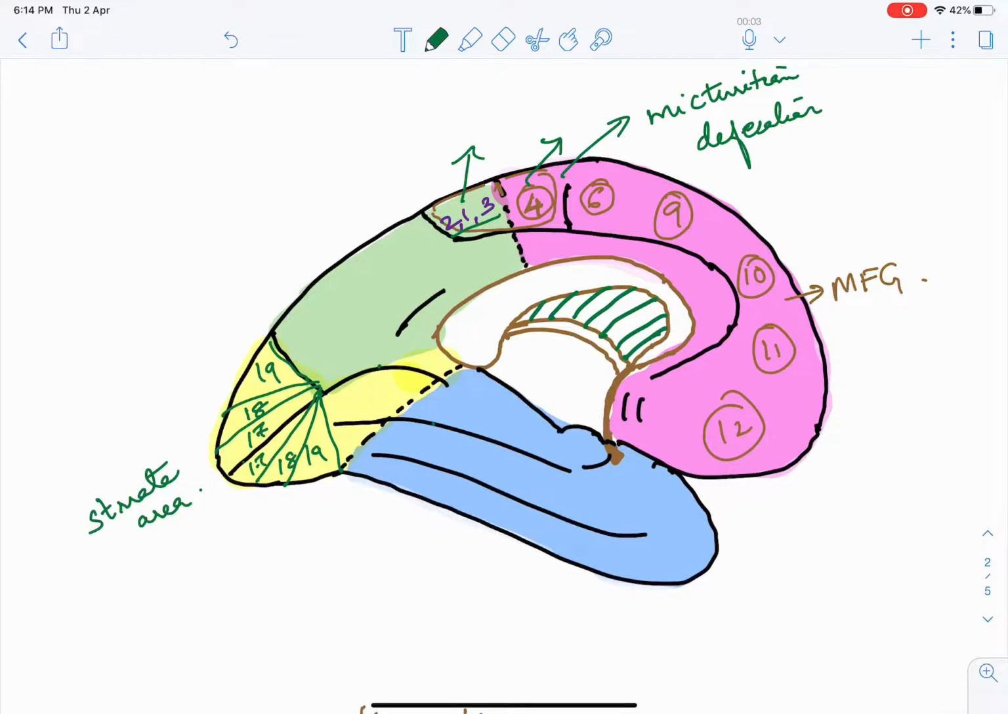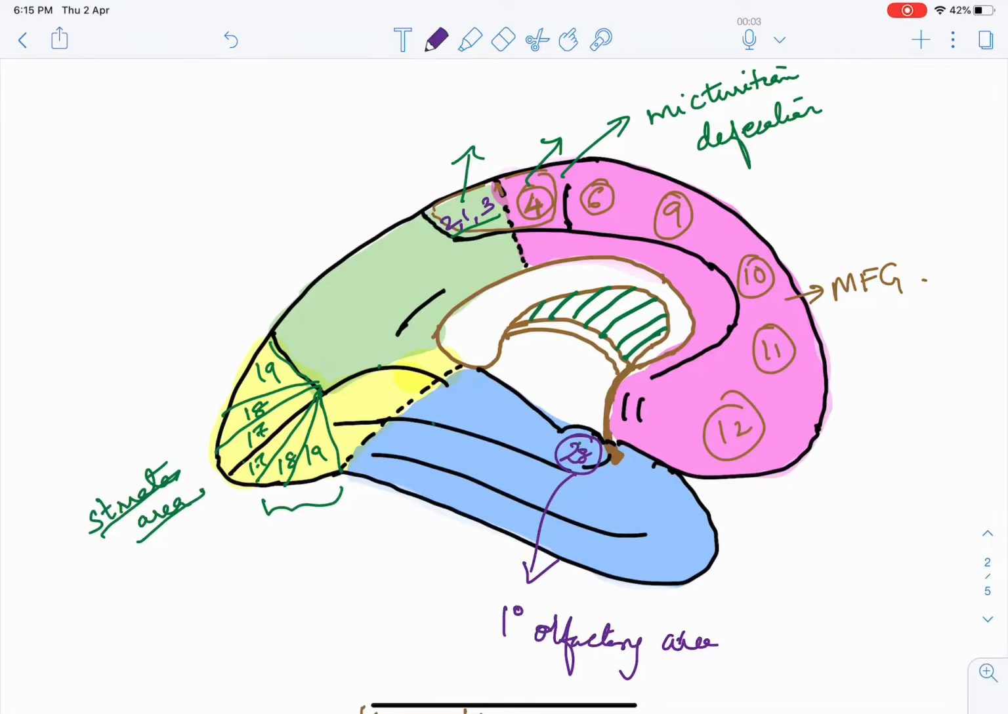And in the medial frontal gyrus, you get area number 9, 10, 11 and 12. It is extended. Also the striate area number 17, the primary visual area, and the visual association areas 18 and 19 are also extended to the medial aspect. Now in the uncus we get area number 28. So in the uncus we get area number 28, that is the primary olfactory area. So these are the important areas in the medial aspect.